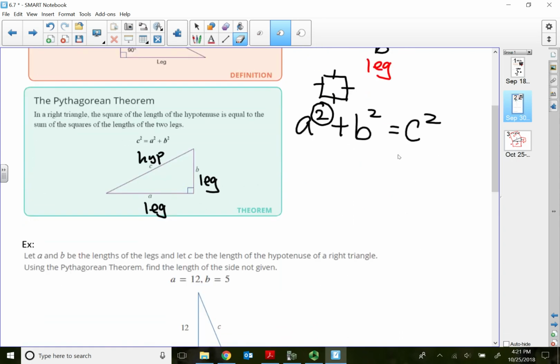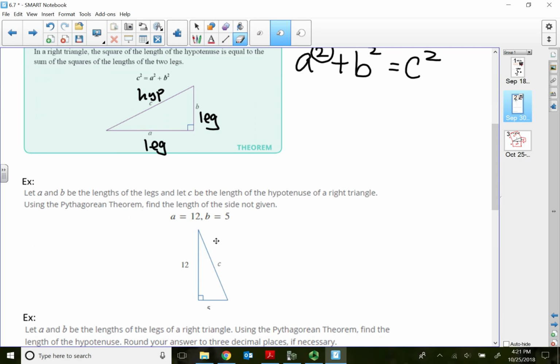So we use the Pythagorean theorem to find the length of a missing side. For example, let A and B be the lengths of the legs and C be the length of the hypotenuse of the right triangle. Use the Pythagorean theorem to find the length of the side that is not given. So I'm looking for side C here. A is 12, B down here is 5.